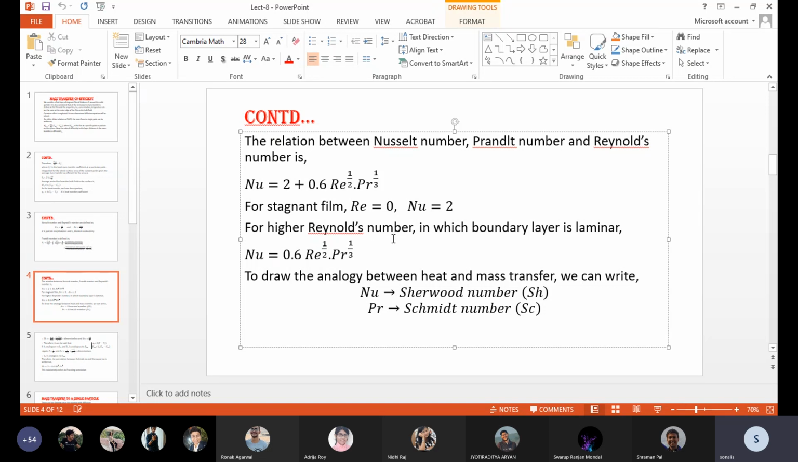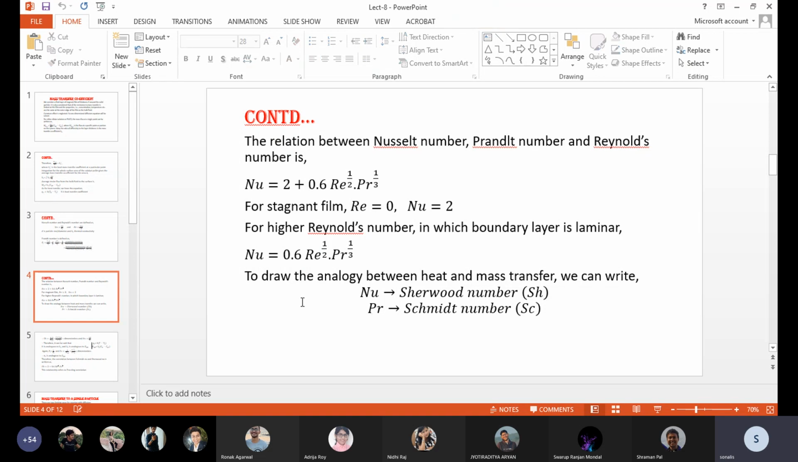For higher Reynolds number, in which the boundary layer is laminar, some Reynolds number is obviously there. So in that case, the next quantity is much more than 2. Then we can neglect 2 and we can write Nusselt number is equal to 0.6 Reynolds to the power half, Prandtl to the power 1/3. So in this way we can write the analogical equations for different non-dimensional quantities.